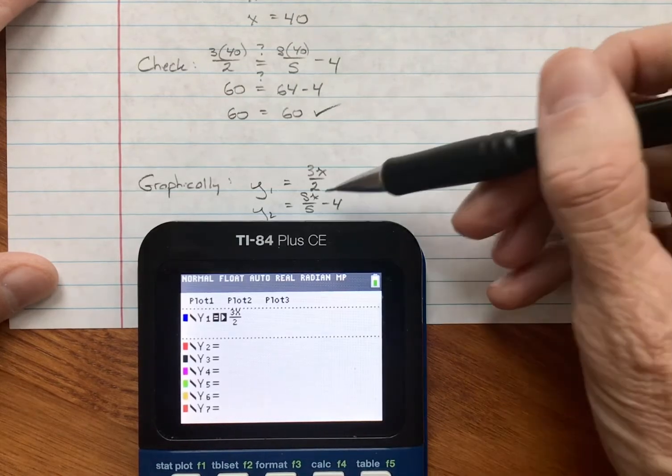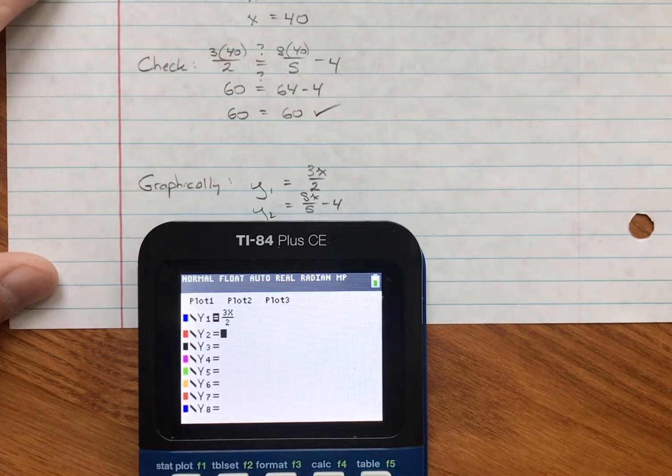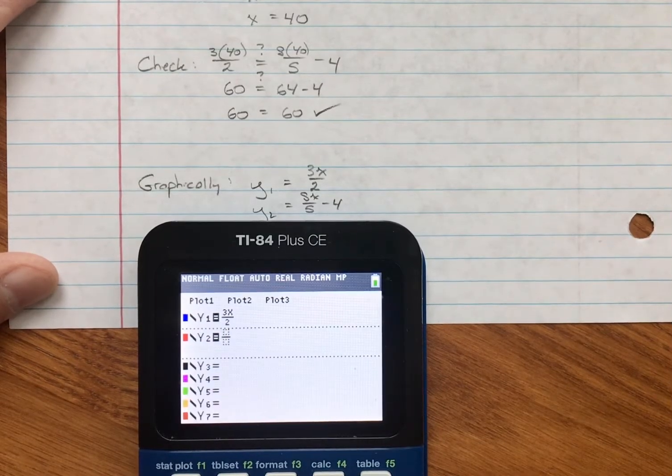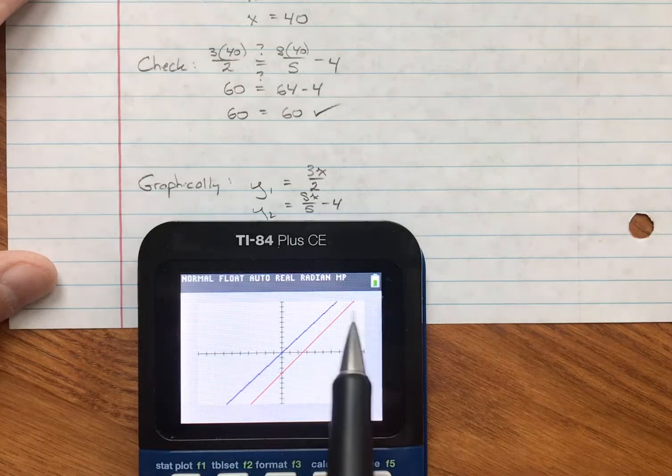Okay, we want y2 to be 8x over 5 minus 4. So again, I'll make use of that fraction bar. 8x divided by 5 minus 4. And let's graph. Well, oh, here it comes. It looks like it's getting closer, but it's out of my screen. It appears to be getting closer and closer, but it's out of my screen.